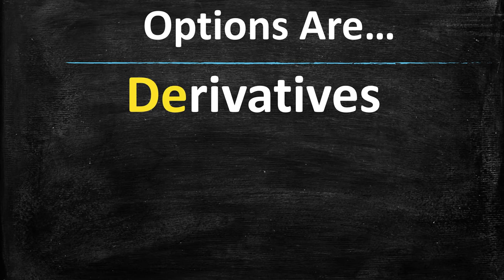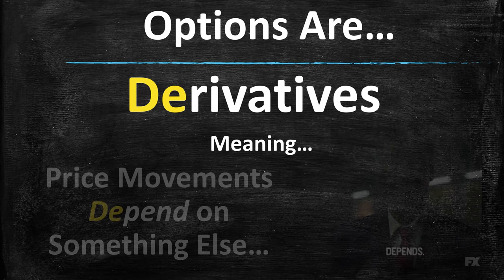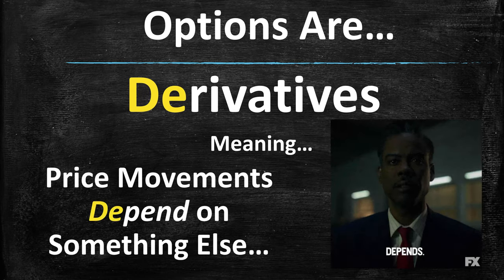Options are derivatives. Now, that can be kind of a big word, maybe a little intimidating, but it's not. All derivative means is that the price movement of the option itself depends on something else. It is determined by something else. It is derived from something else. Whatever terminology best fits in your mind, for me, I just like to say, because it's a derivative, the pricing of an option and how it moves is going to depend on something else. It's as simple as that.